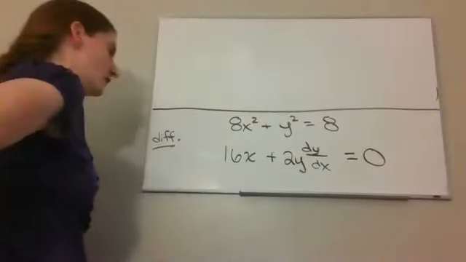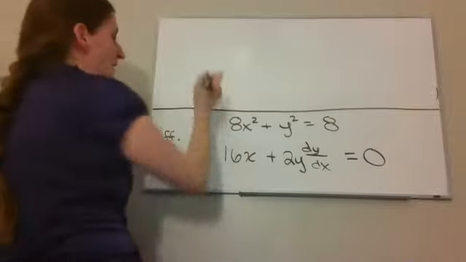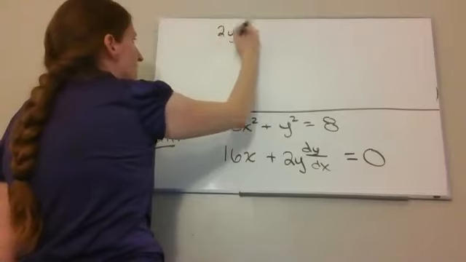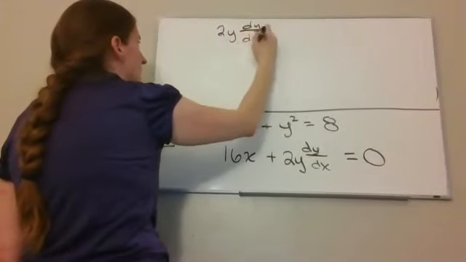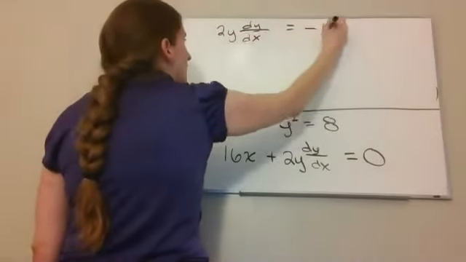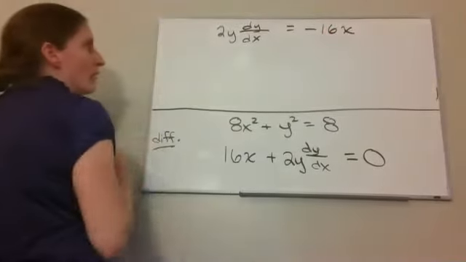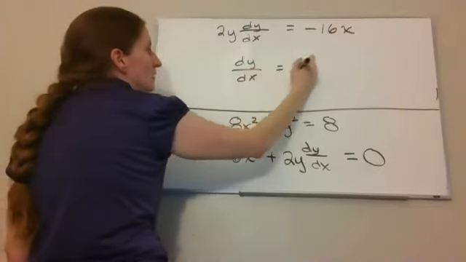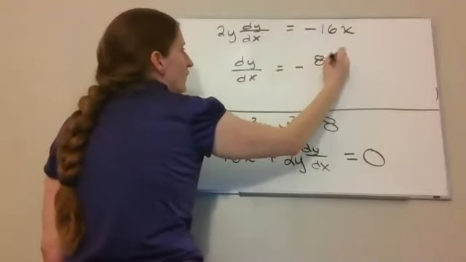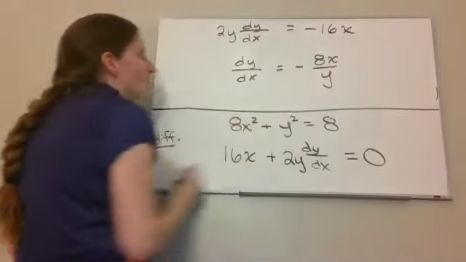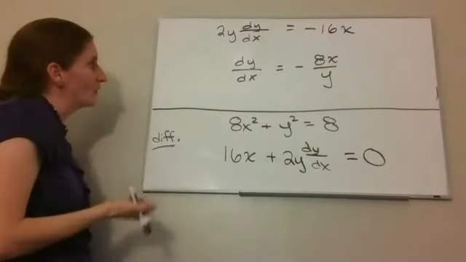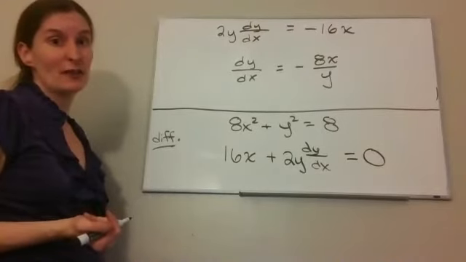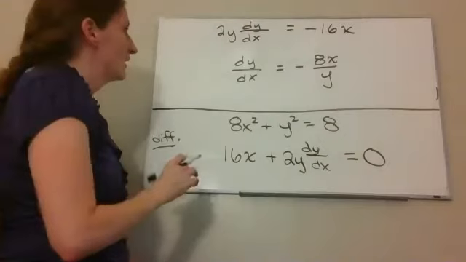So now I'm going to solve this for dy dx. I'm going to move 16x to the other side. And then I'm going to divide by 2y, which will give us negative 8x over y. That is my first derivative. To find the second derivative, we're going to have to differentiate again.